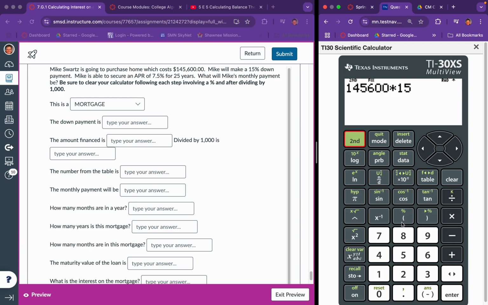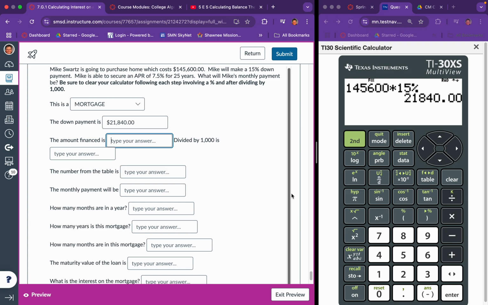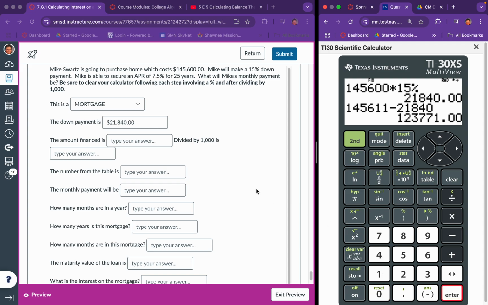So we're going to pay up front in cash, or more likely with a cashier's check, a check for $21,840.00. We then have to borrow the rest of the money. So the price of the home is $145,600. We have already paid $21,840. So we have to borrow $123,760.00.